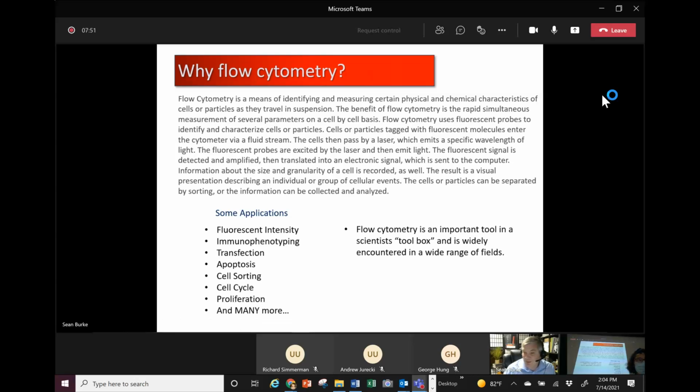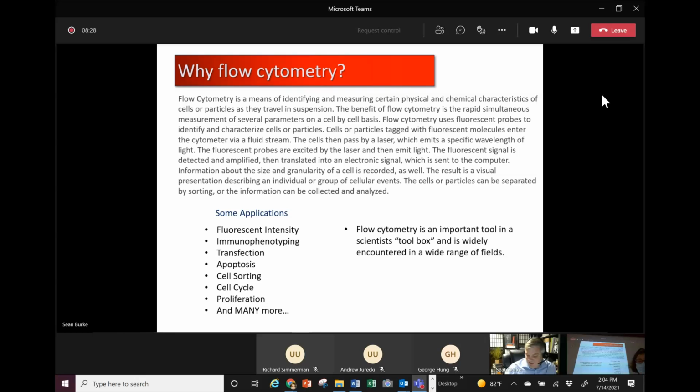So I think one place to start is why flow cytometry. I got into this field maybe 10 or 15 years ago when I was a researcher back in the lab. And it's really a cool technique. It's a means of identifying and measuring all sorts of different things about cells or particles. Essentially what we do is we take cells, we put them in a test tube, we stick that test tube onto an instrument called the flow cytometer, and that instrument allows us to rapidly take measurements of lots of different characteristics of that cell at the same time.